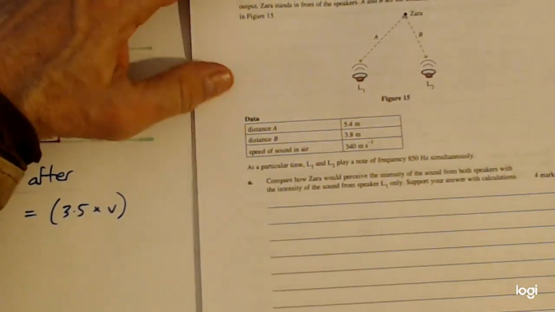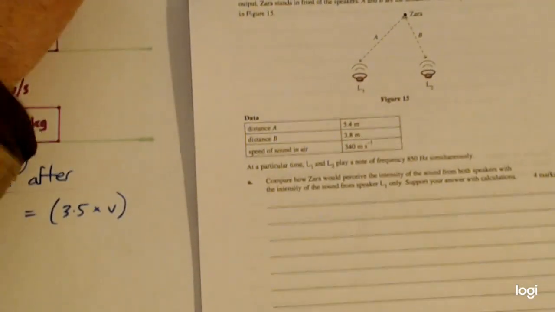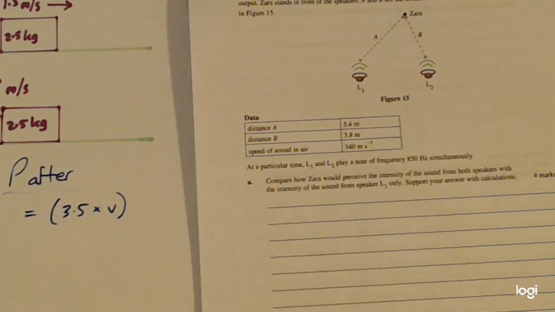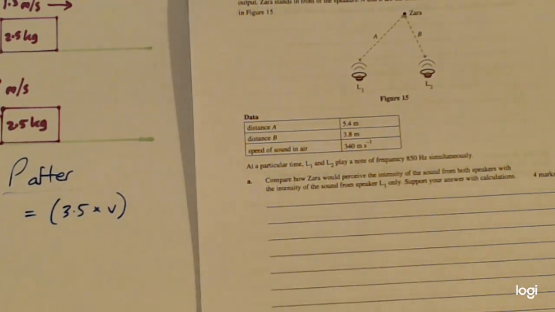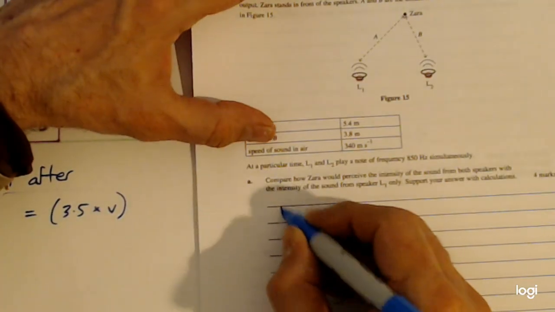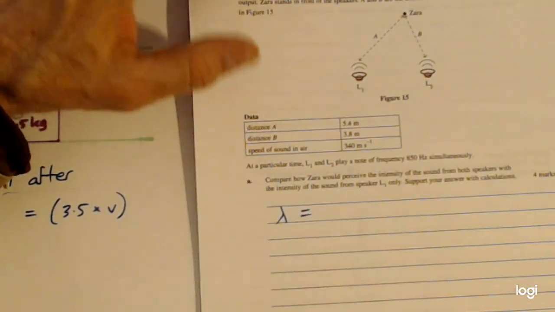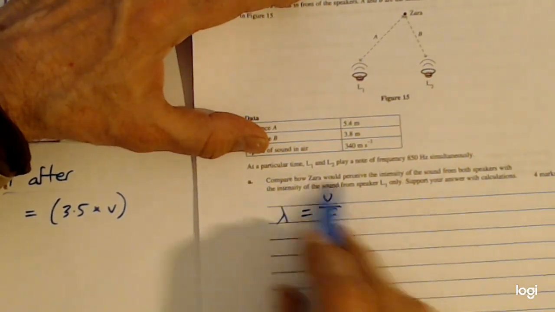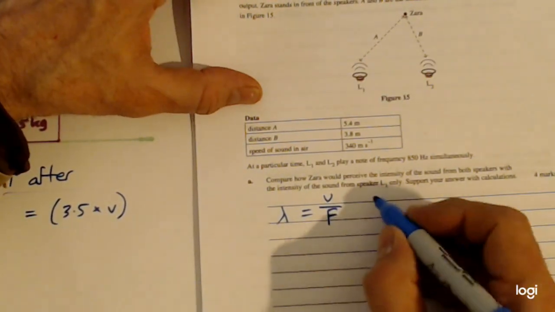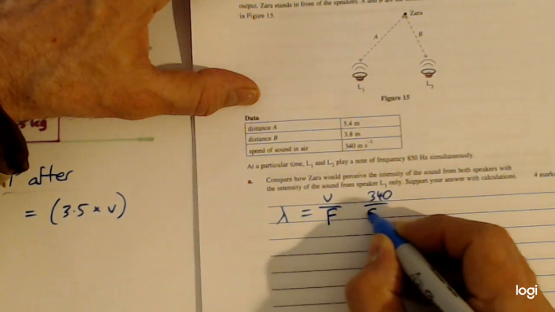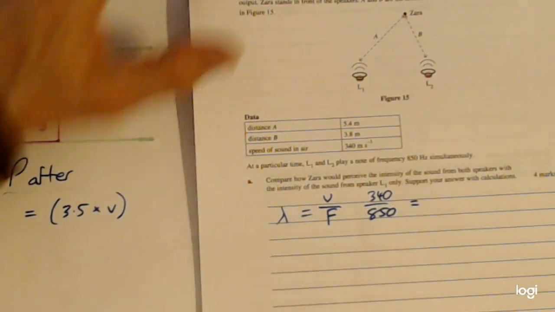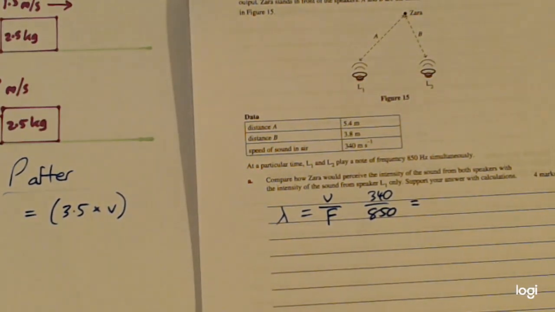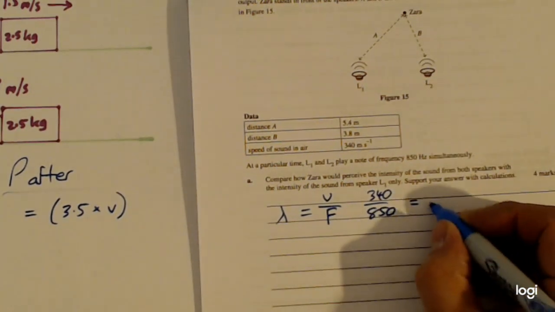Knowing the wavelength is the key here. So we know the frequency, we know the velocity, we're going to find the wavelength, okay? So the wavelength, excuse me, V equals F lambda. I've just turned it around. And that equals 340 divided by 850. And so we're going to find the wavelength of this waveform. And that comes to 0.4 meters.